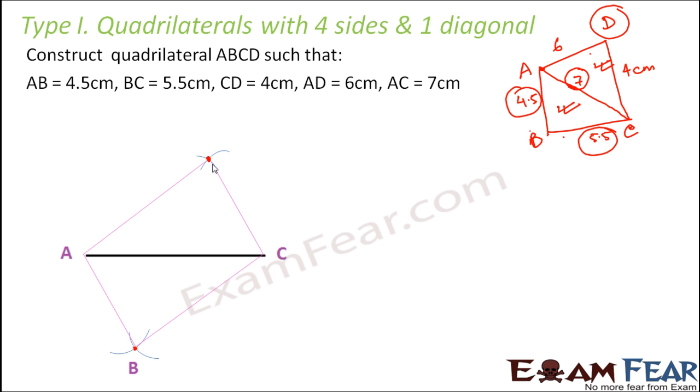So from this point we would draw lines to connect to A and C, and this point would be our point D. So now when you look at the overall diagram, what did you get? You get a quadrilateral ABCD. So it wasn't difficult, right? Constructing a quadrilateral is not really difficult.